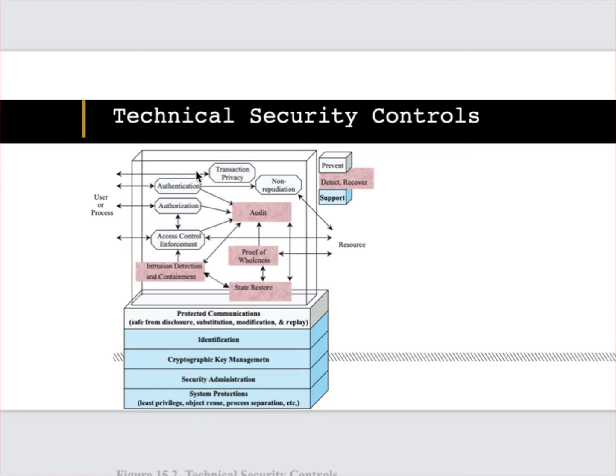The ones without any color are the preventive measures. They are shown in the pink: the intrusion detection, audits, proof of wholeness, state restore. So these are examples of the detection and recovery, and then there are support tools. For example, cryptographic key management, where we discussed in much more detail symmetric and asymmetric keys. We discussed least privilege, reuse, zero trust, one of the most common approaches for authentication. So protect network security, software security, database security.